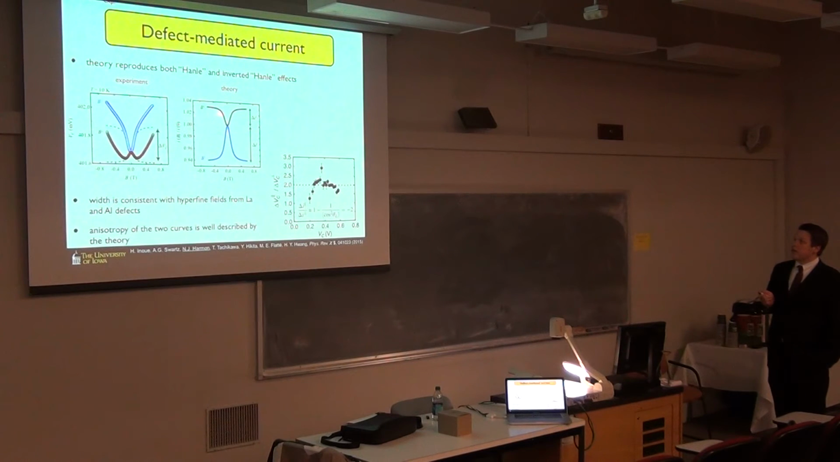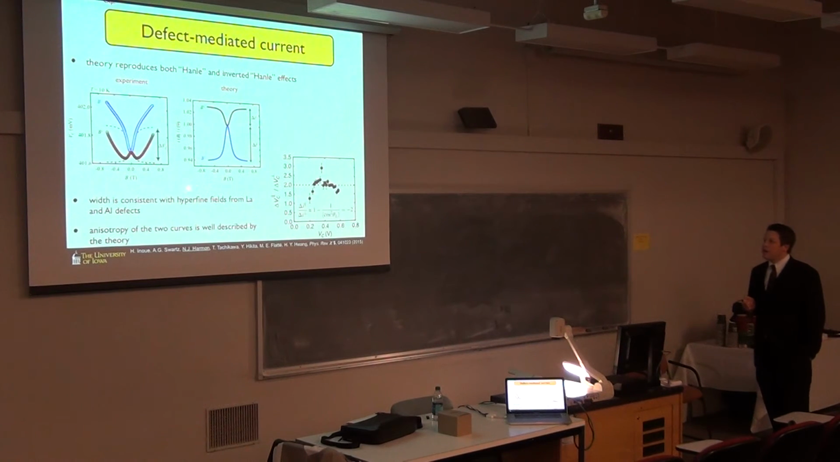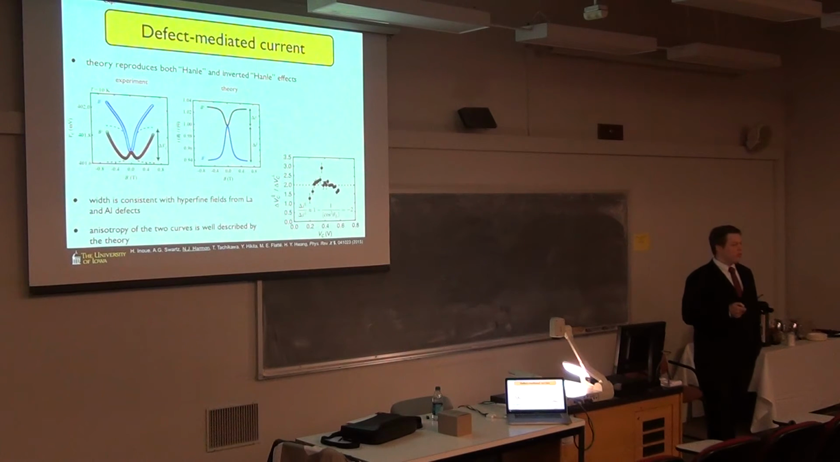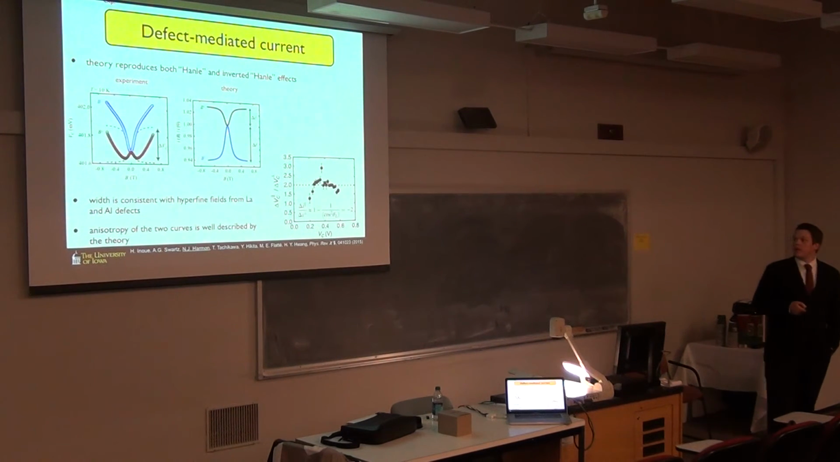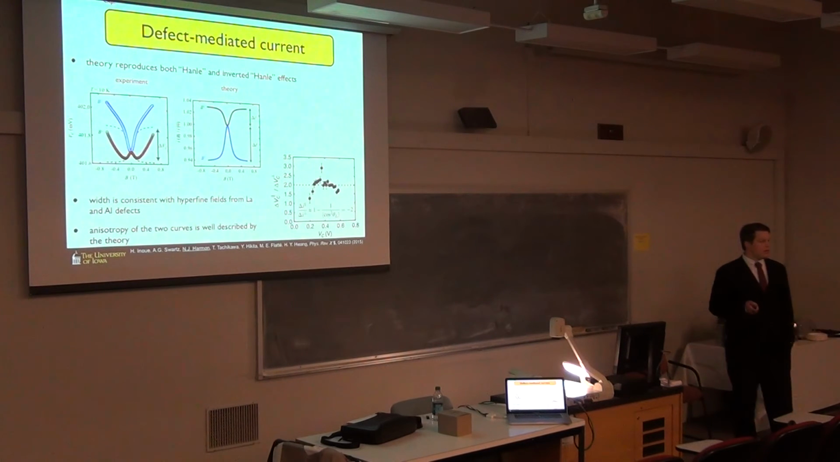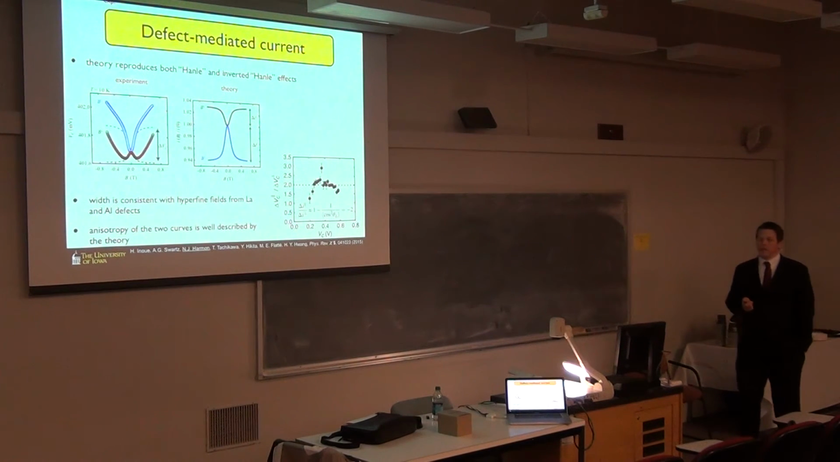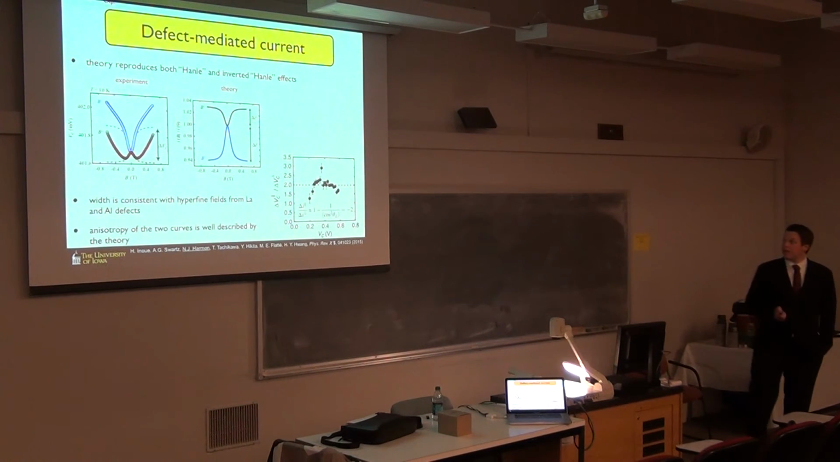So here is a perpendicular magnetic field in black. Here's a parallel magnetic field in blue. Okay, they're reversed, but this is a voltage, this is a current, so they should be reversed. And the width of these curves is very similar to certain lanthanum and aluminum defects in the insulator LAO. So it makes sense that it might be the hyperfine field acting there.